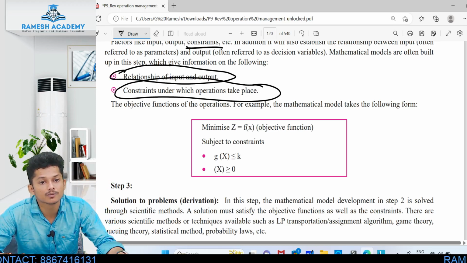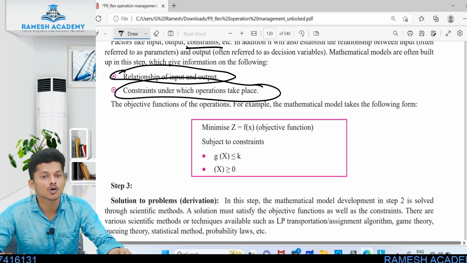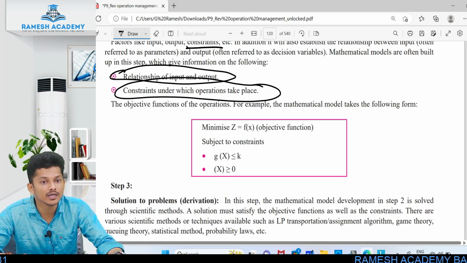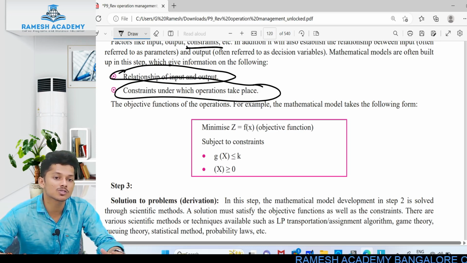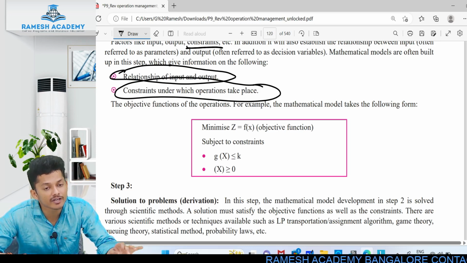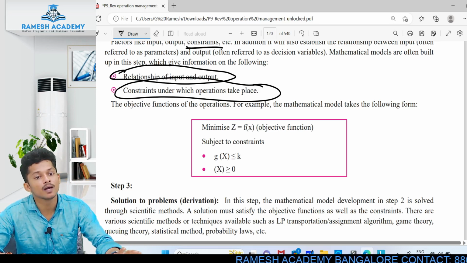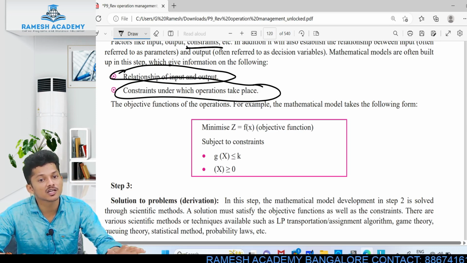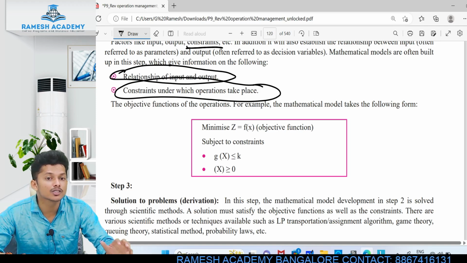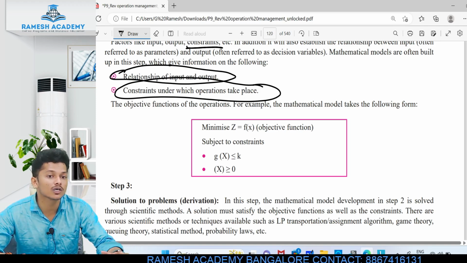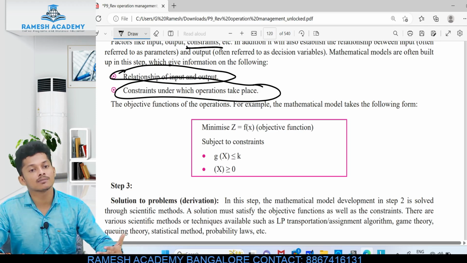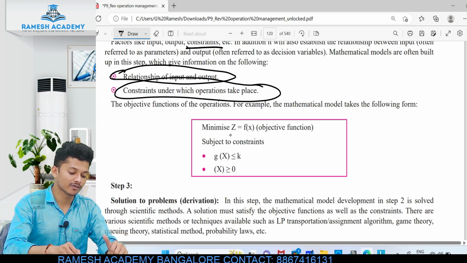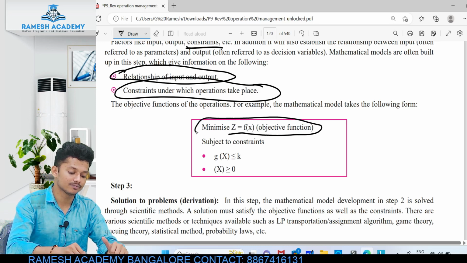Okay, the objective function. Objective function is nothing but a profit function. This we always denote with Z. Okay, objective function, remember this. On this we have so many sums also. Objective function is very important for any type of problem. Objective function is mainly subject to the constraints, and it gives you a profit function, either to minimize or maximize. So Z is equal to f of x. This is an objective function.